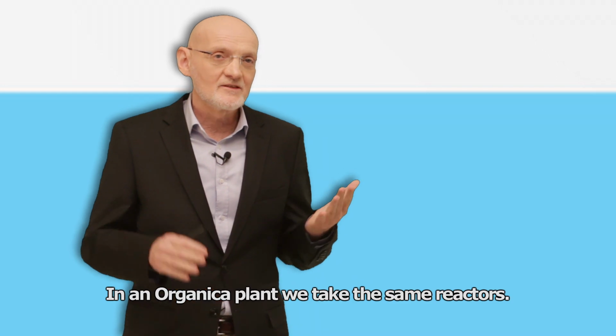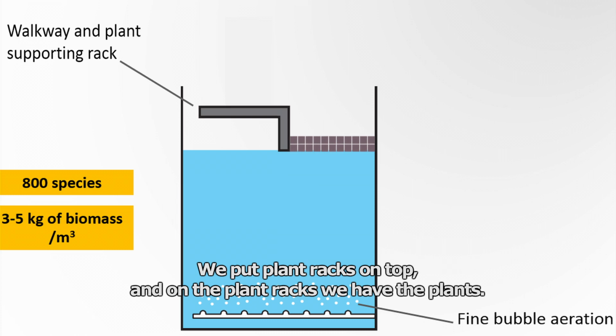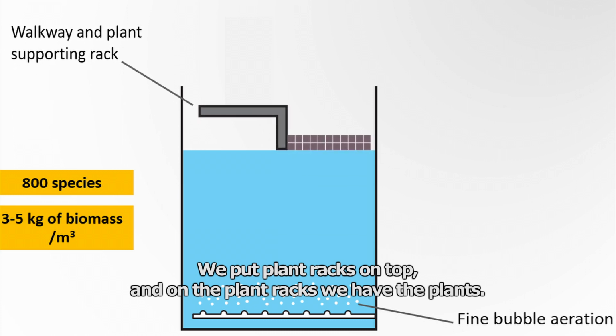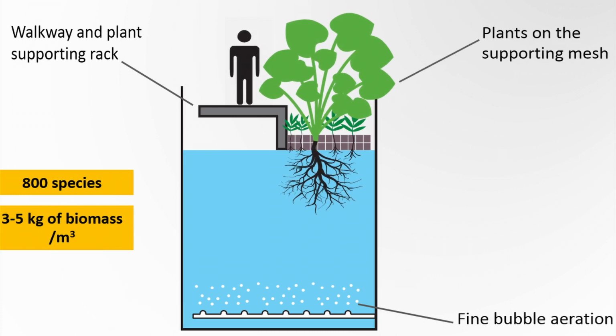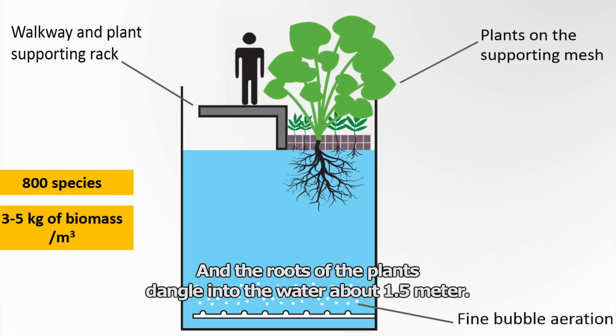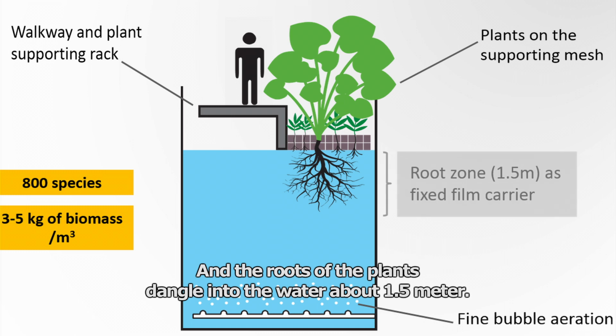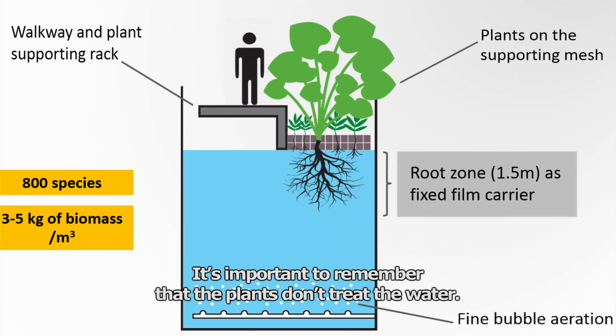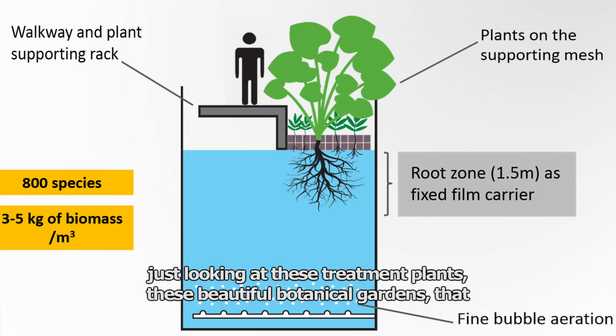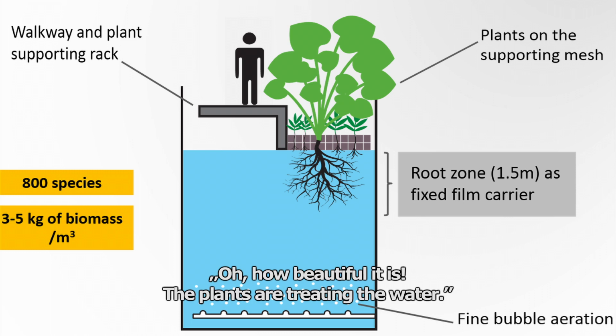In an Organica plant, we take the same reactors. We put plant racks on top. And on the plant racks, we have the plants, and the roots of the plants dangle into the water about 1.5 meters. It's important to remember that the plants don't treat the water. People usually think, just looking at these treatment plants, these beautiful botanical gardens, that, oh, how beautiful it is, the plants are treating the water.